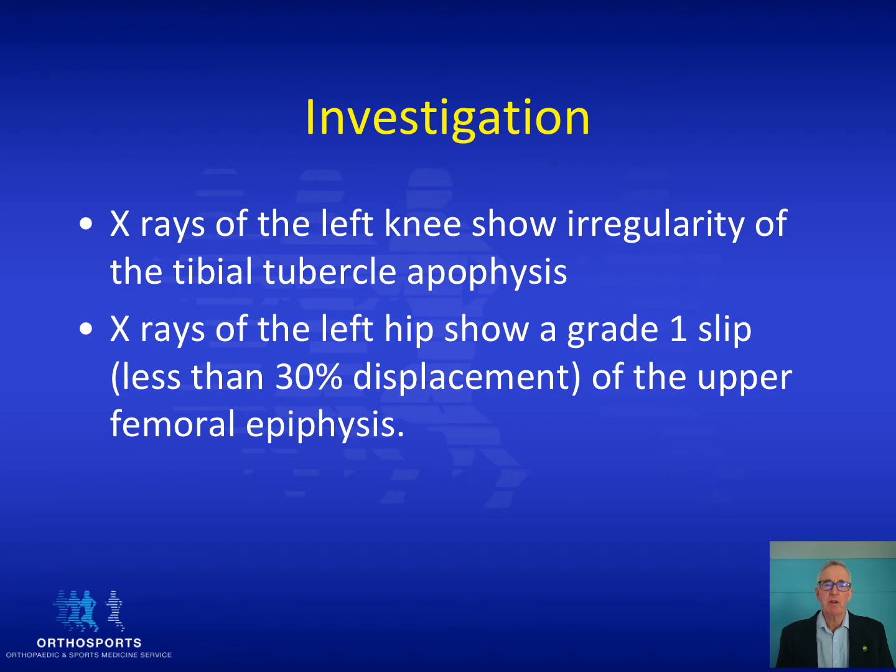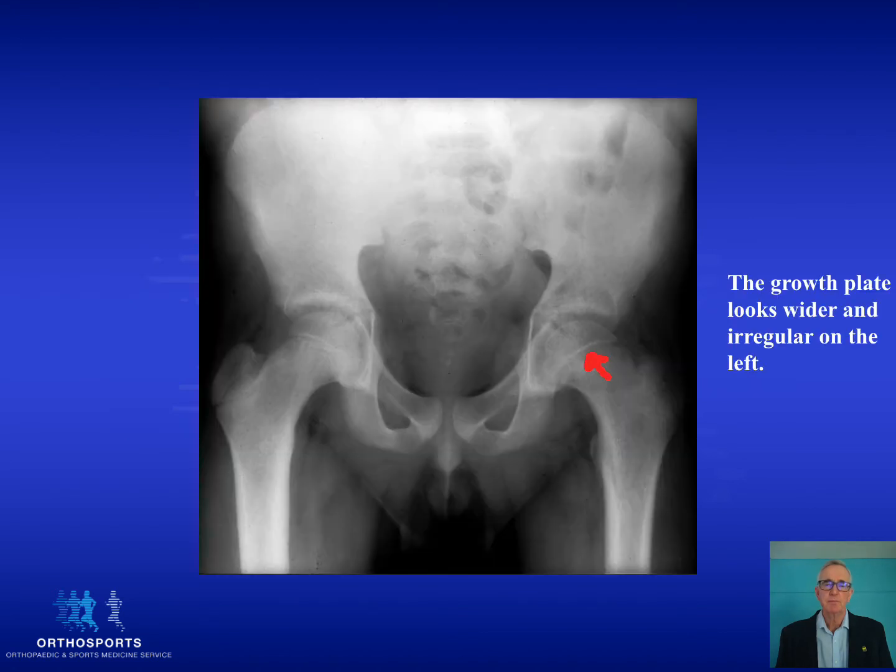X-rays of the left knee show irregularity of the tibial tubercle apophysis, and X-rays of the left hip show a grade 1 slip, less than 30% displacement of the upper femoral epiphysis. This is the AP Pelvis X-ray, and you'll note that the growth plate on the left here, at the red arrow, looks wider and irregular compared to the other side.